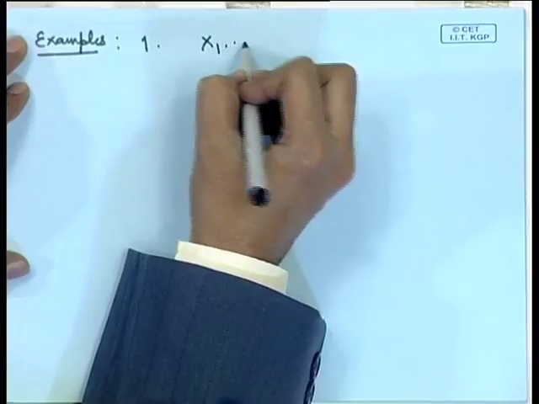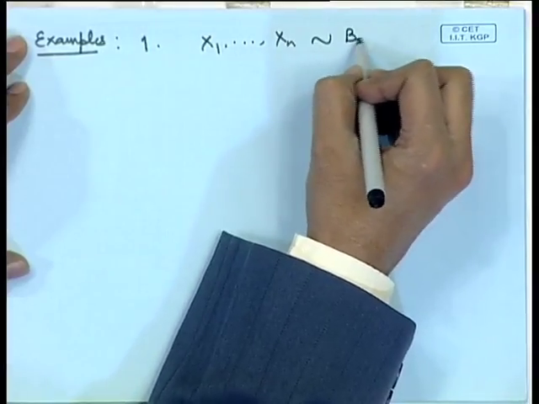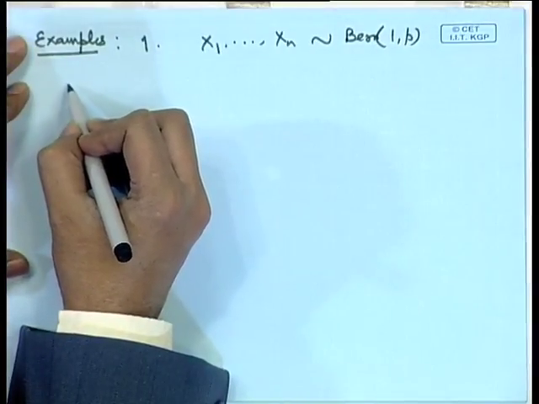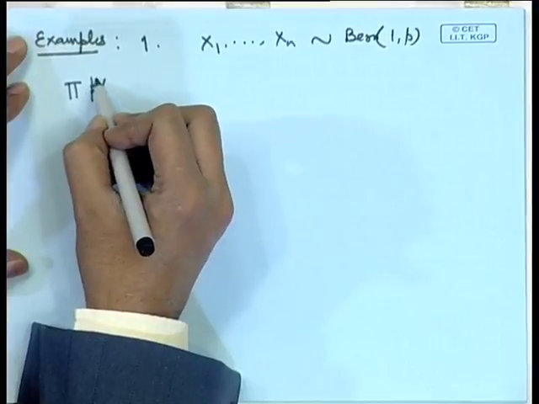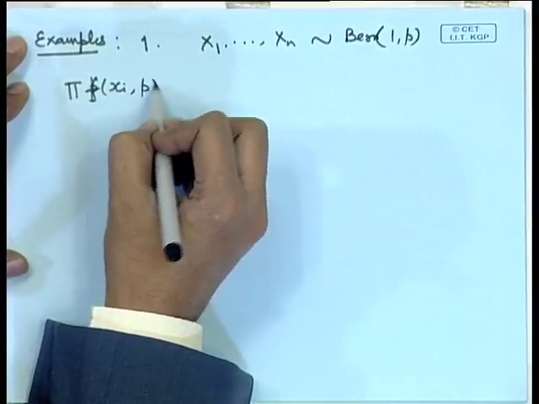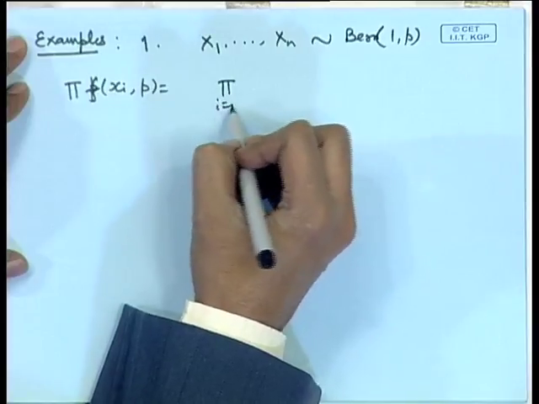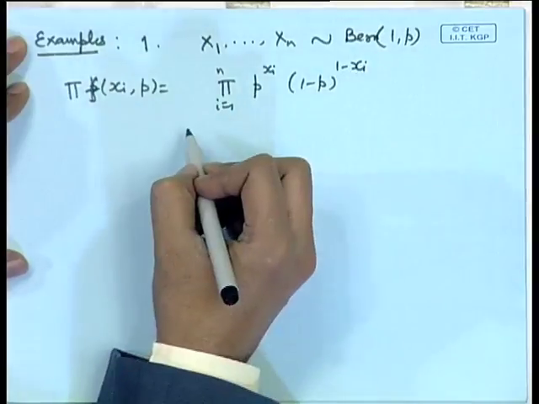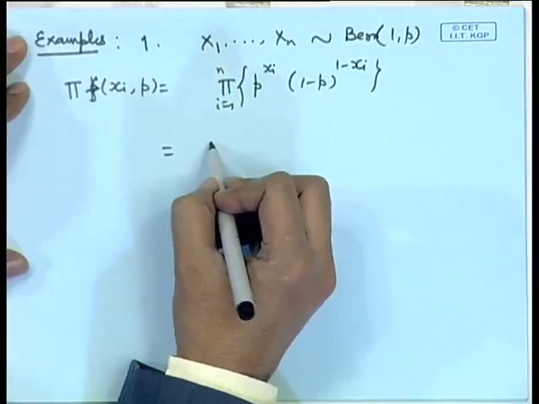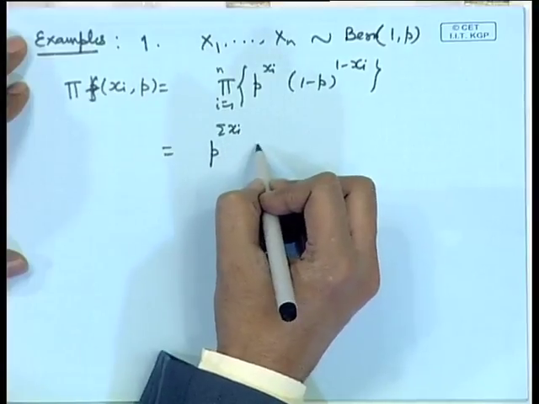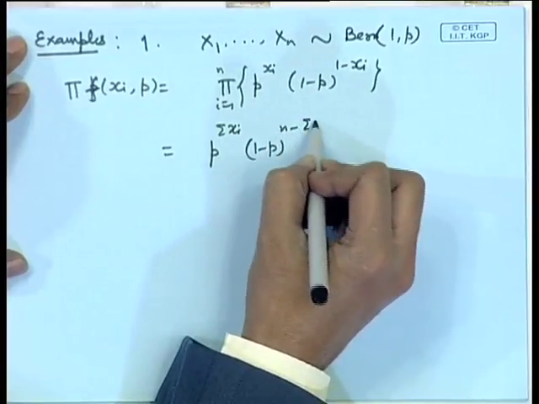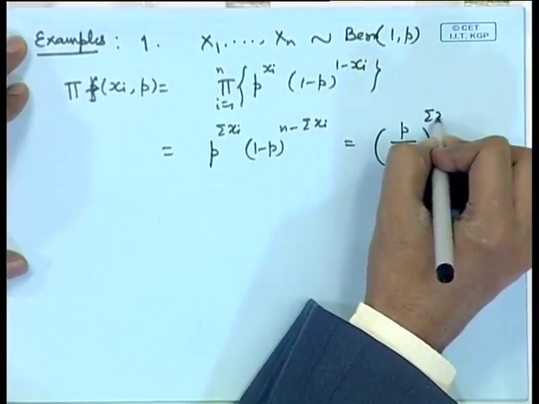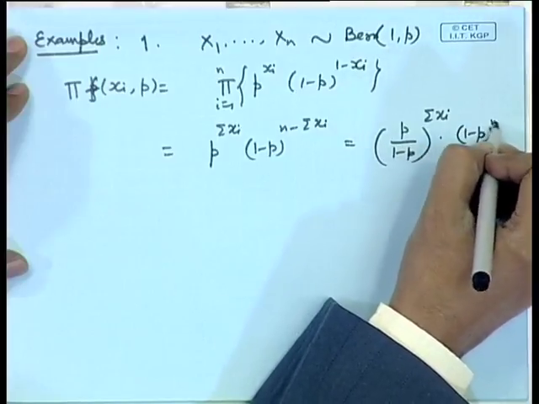Let us consider x 1, x 2, ..., x n following a Bernoulli distribution. The joint distribution here is the product, i equal to 1 to n, p to the power x i, 1 minus p to the power 1 minus x i, that is p to the power sigma x i, 1 minus p to the power n minus sigma x i. This we can write as p by 1 minus p to the power sigma x i multiplied by 1 minus p to the power n.